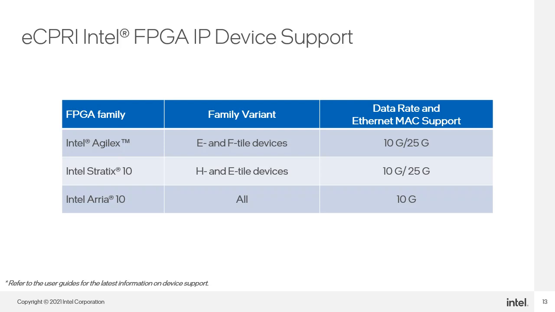For Intel Stratix 10 devices, the IP is supported on FPGA variants with H and E tiles, again with 10 gig or 25 gig Ethernet operation. For Intel Arria 10 devices, all variants are supported with 10 gig E operation. Always refer to the user guide for the latest in device support information.